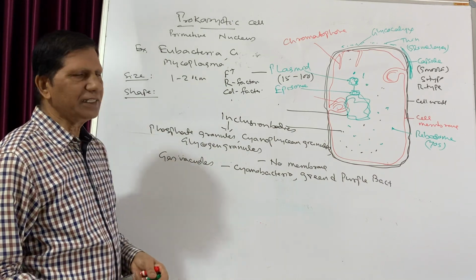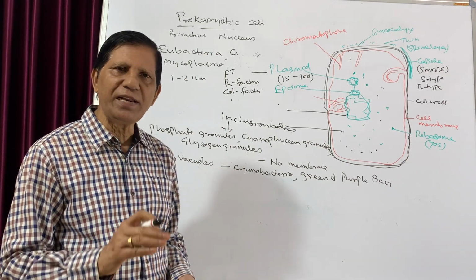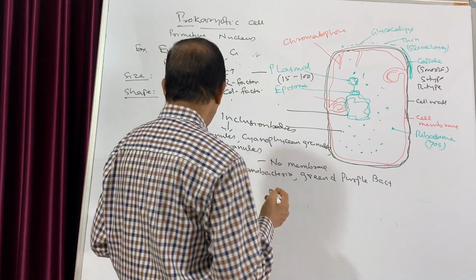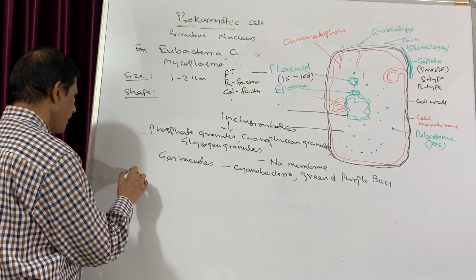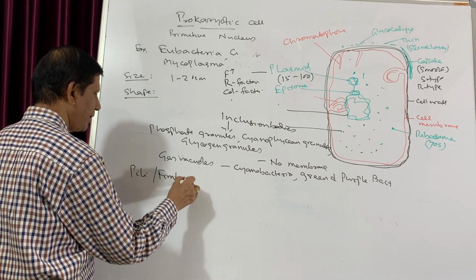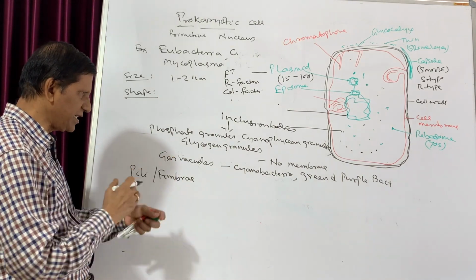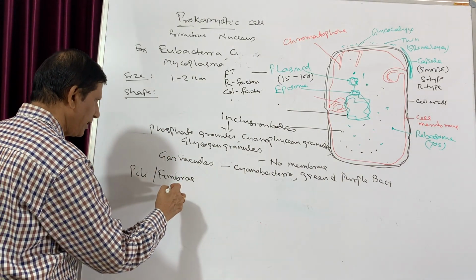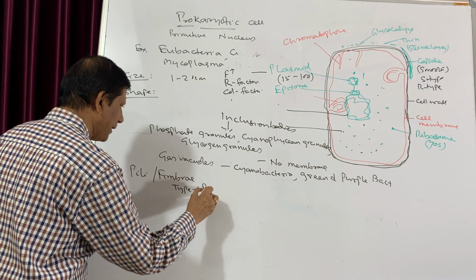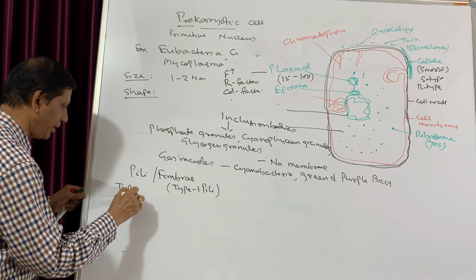Now after these, there are another two things. What are these two things? One is Pili or Fimbri, and then we'll discuss another thing. So the next thing that we'll discuss is Pili, also known as Fimbri. Sometimes the words Pili and Fimbri are used interchangeably, but Fimbri is also known as type 1 Pili, and Pili is known as type 2 Pili.